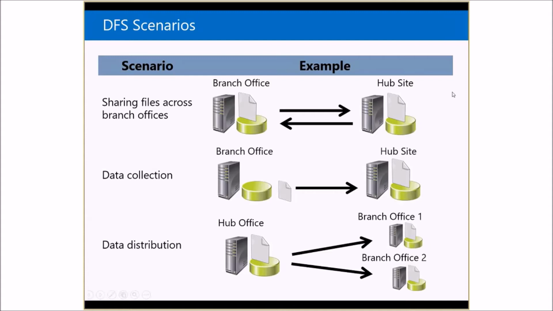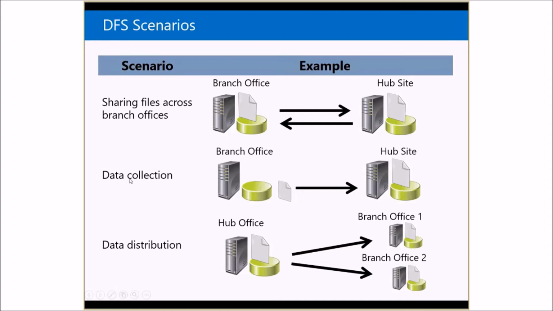Here's some more about DFS. So here's a couple of scenarios. So we have a branch office and a hub site, sharing files across the offices. So basically, Adelaide campus, Noarlunga campus, and we can access the files, and the files get replicated back and forth. So we've got the same copy.